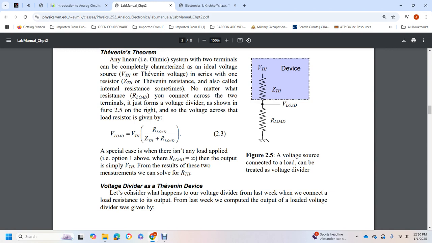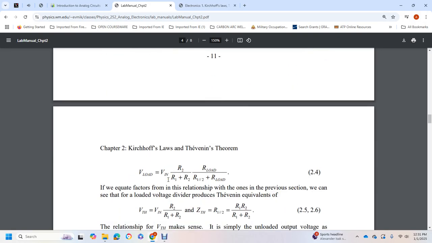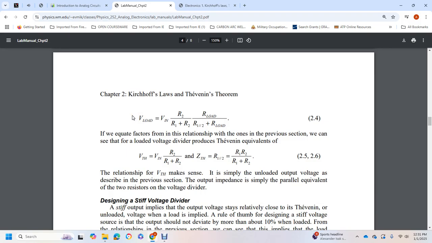Consider the voltage divider from last week, where we connect a load resistance to the output. We computed the output of the loaded voltage divider, given by the load voltage equal to the input voltage times resistor 2 over resistor 1 plus resistor 2, times the load resistance over resistor 1 in parallel with resistor 2 plus the load resistance. With the equivalent relation from the previous section, you can see that the loaded voltage produces the Thevenin equation.